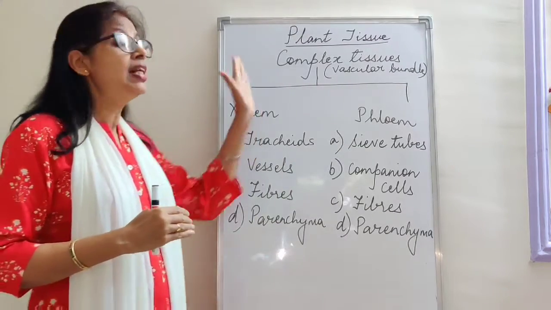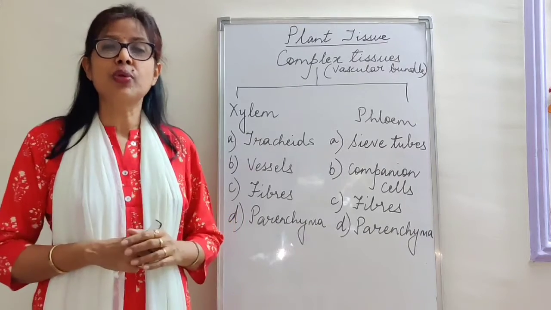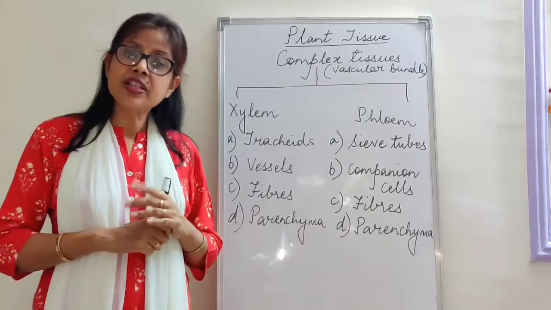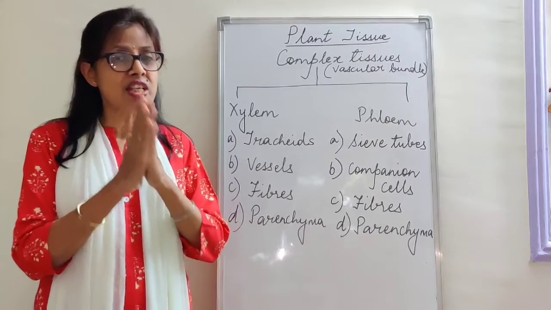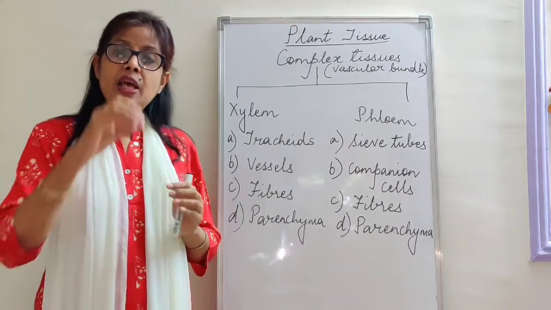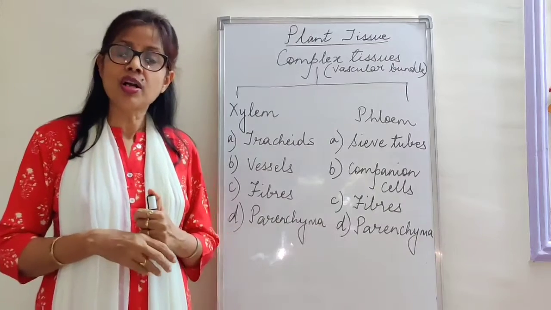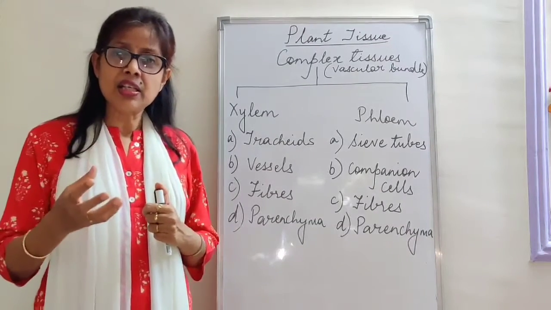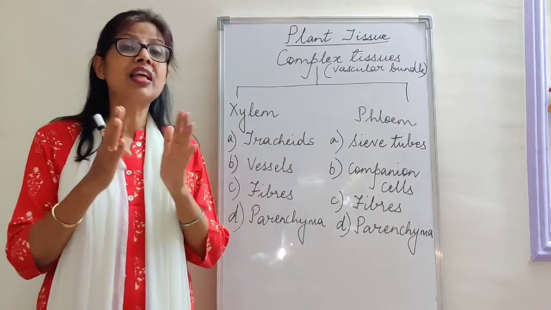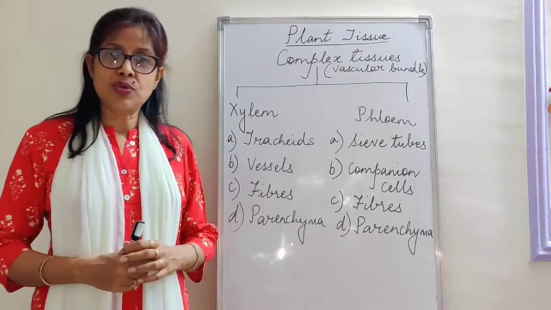So basically, the xylem and phloem tissue are always present adjacent to each other. They are not present far away from each other. Wherever they are present, they are always adjacent to each other. In a circle, we find them. Their positions may be scattered depending upon whether they are monocot or dicot. They may be radial, whatever shape they take, they are always present in close proximity and together they are called vascular bundle.